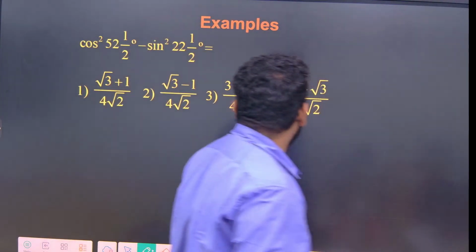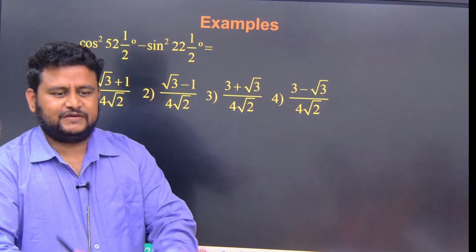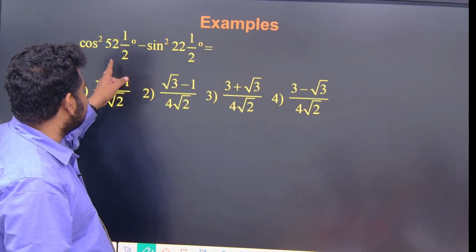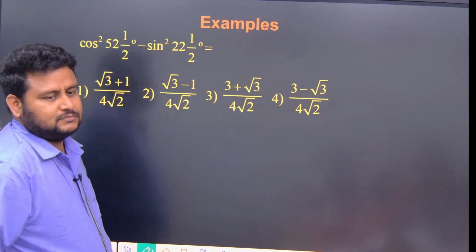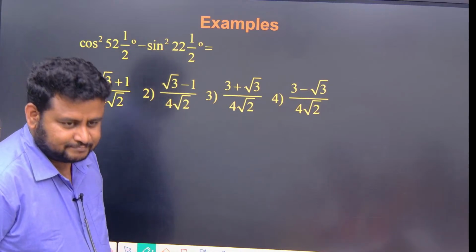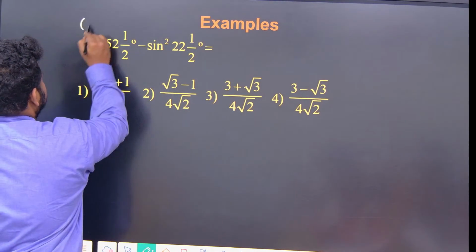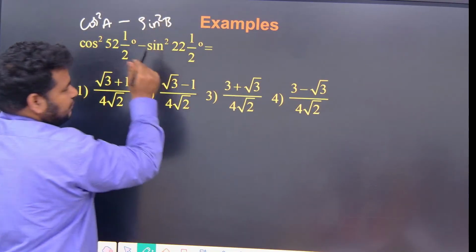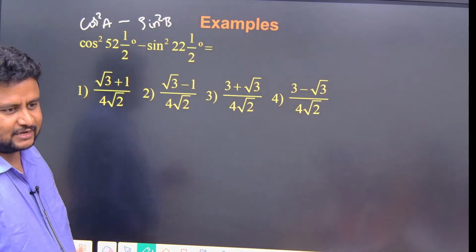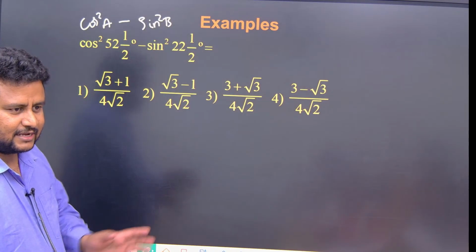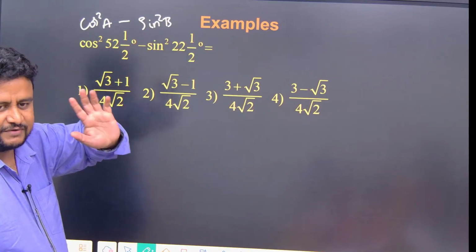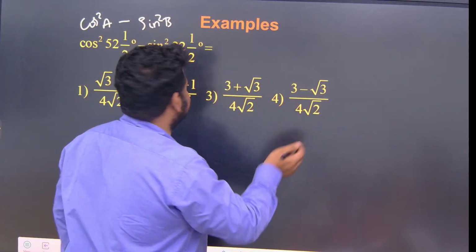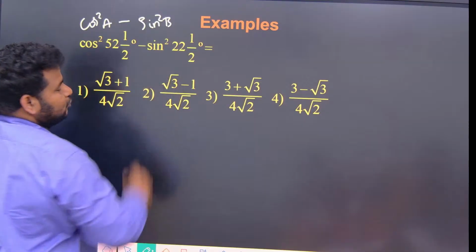Now look at this question. First tell me from which result we are getting this. Just now we discussed this result. They are asking cos square 52.5 minus sin square 22.5. This is also a PYQ. So this is cos square A minus sin square B. I told you, when cos and sin come, if cos is separated by sin, we use the cos formula only. So this will be cos of A plus B into cos of A minus B.